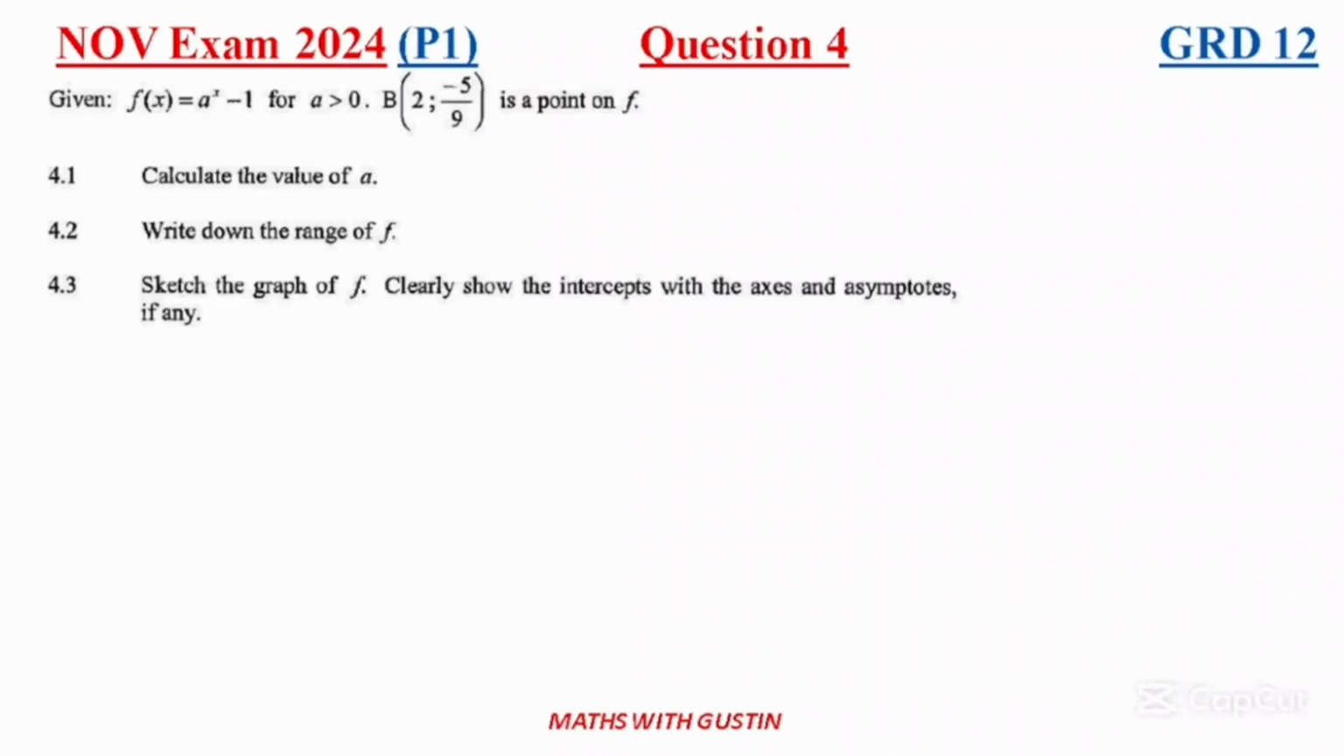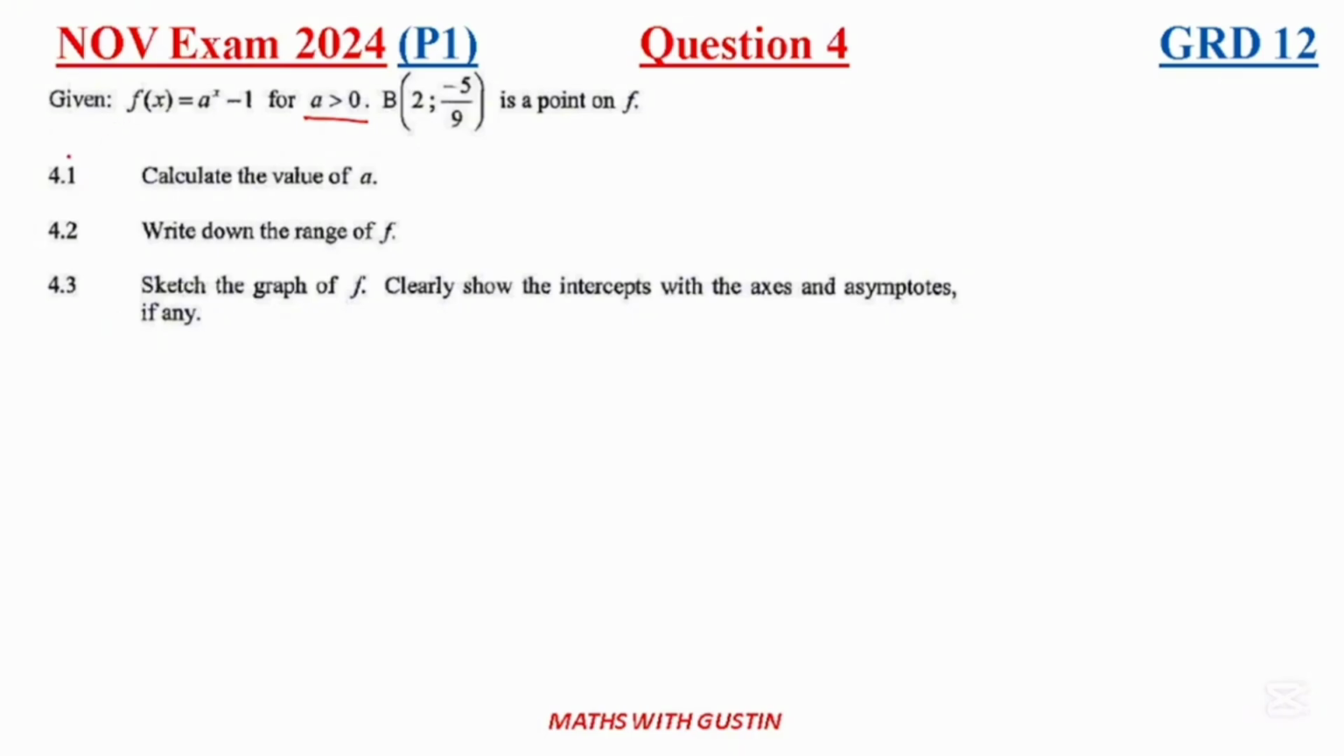Alright guys, welcome to question 4. Now let's have a look at this one. It says here f of x is equal to a to the power of x, for which a is greater than 0. B is a point that is given, it's on the graph right there. This is November 2024 question 4, grade 12.